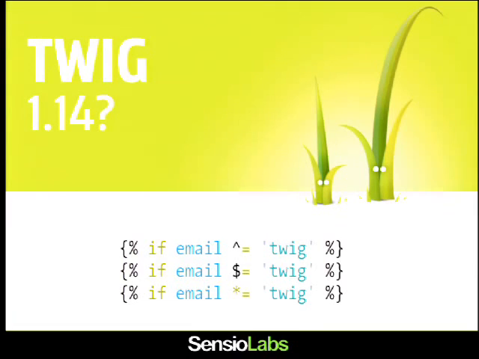So for the others, the first one says, I want to check if the email starts with twig. The second one, I want to check if the email ends with twig. And the last one says email should contain twig. How many of you think that it should be added to Twig? Yeah, that's the problem. Every time you ask an audience if we need to add a new feature, of course, why not?